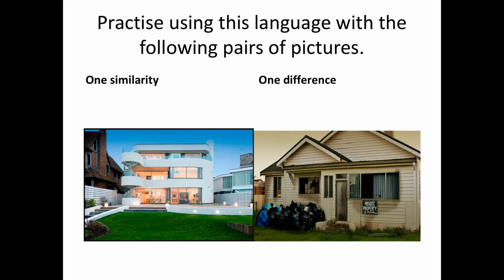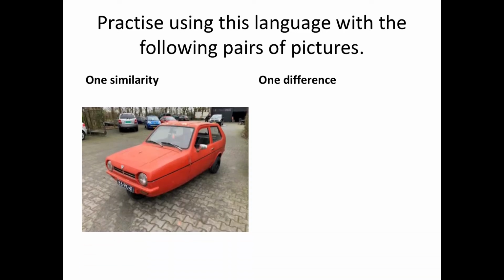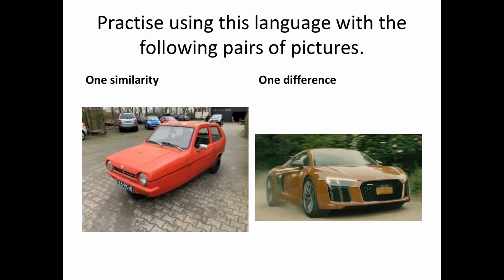Okay, good. So next pair of pictures, 2 different cars here. Again, one sentence showing similarity, one sentence showing difference, but again using different linking words from those used in the first pair. So pause the video, write your sentences, then we'll come back and check.